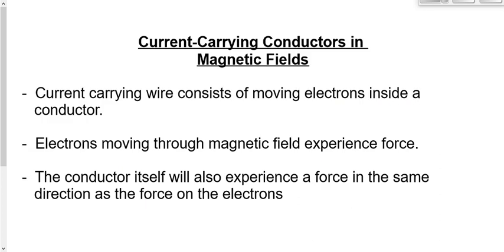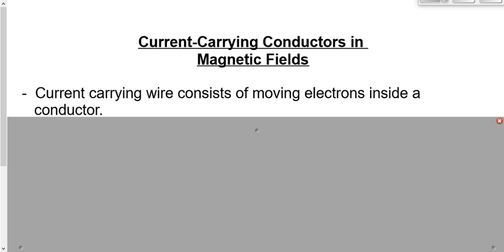Now, this is the meat of the lesson here today. What's a current carrying conductor? What's a simpler word for a current carrying conductor? A wire with an electric current in it. A wire that has a current in it. Fancy names for not fancy things. A current carrying conductor consists of a wire with moving electrons inside the conductor, inside the wire.